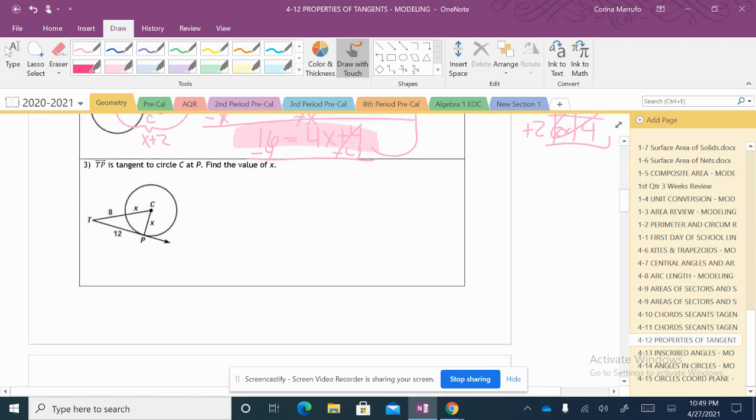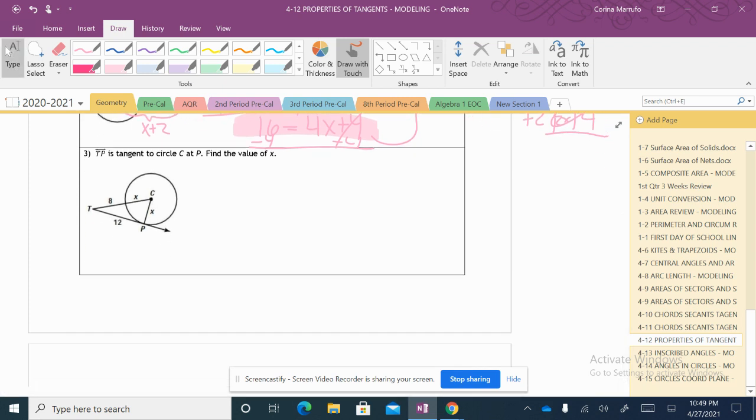All right. The next one, number 3, it says TP is tangent to circle P at point P. Find the value of x. Again, this is a right angle. This is my A, this is my B, and this is my C. So we're going to use the Pythagorean theorem. So it'll be 12 squared plus x squared equals 8 plus x squared.